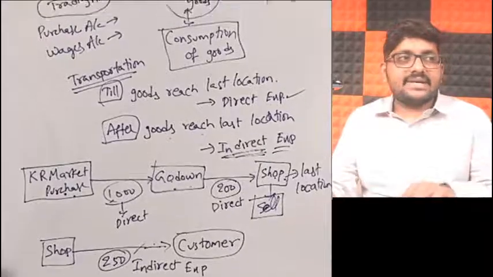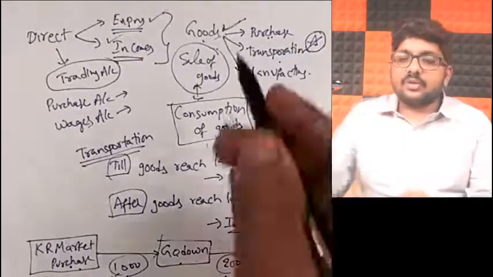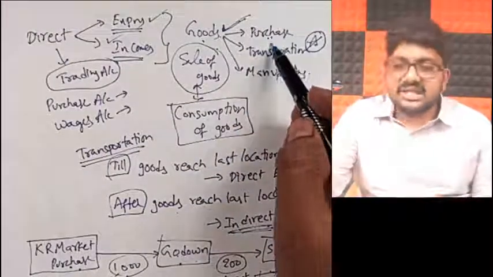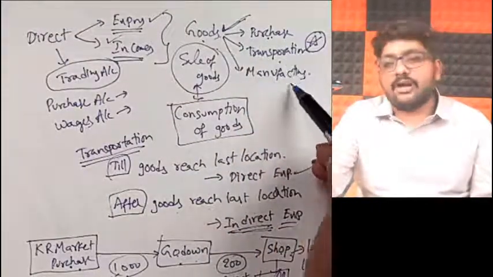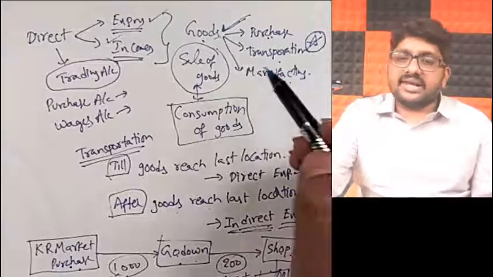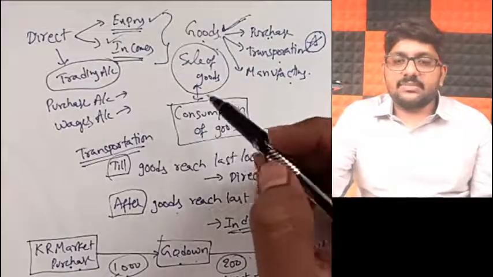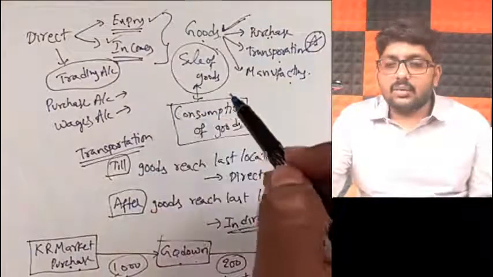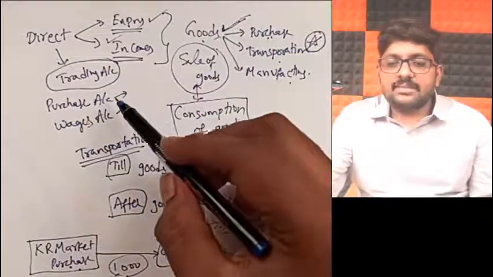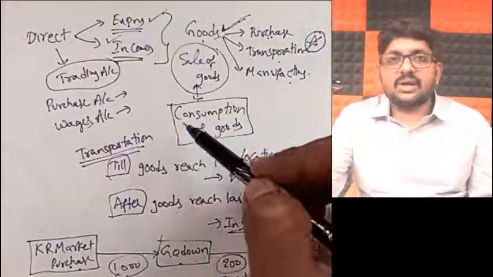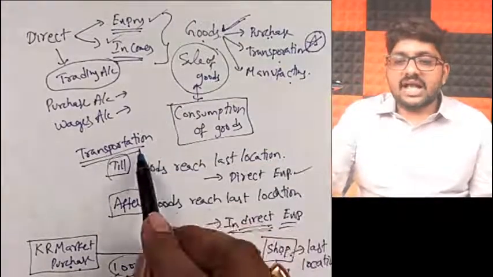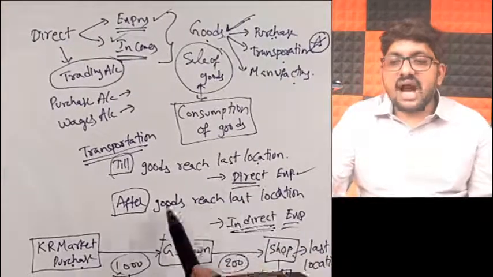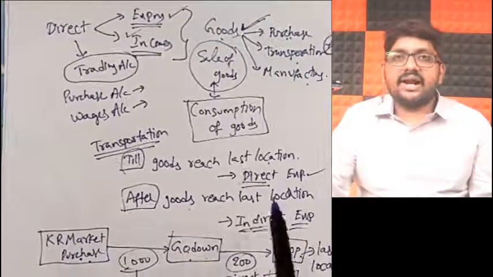In simple terms, direct expenses or direct incomes are those in relation to goods, my dear friends. Let it be related to purchases, transportation, or manufacturing of goods, whatever be the case, I treat it as direct expenses. All direct expenses are transferred to the trading account. Examples are purchase, wages, carriage inwards and all. Transportation till goods reach the last location is my direct expense; after the goods reach my last location it becomes my indirect expense.